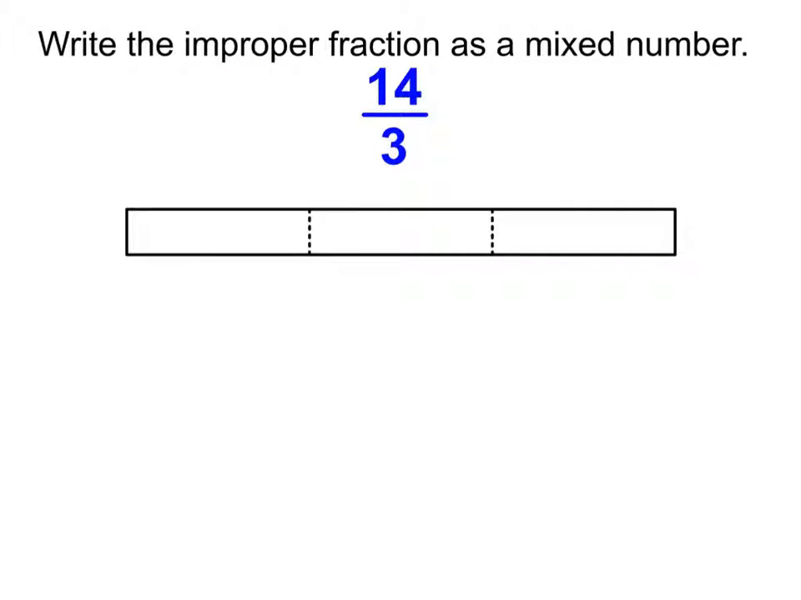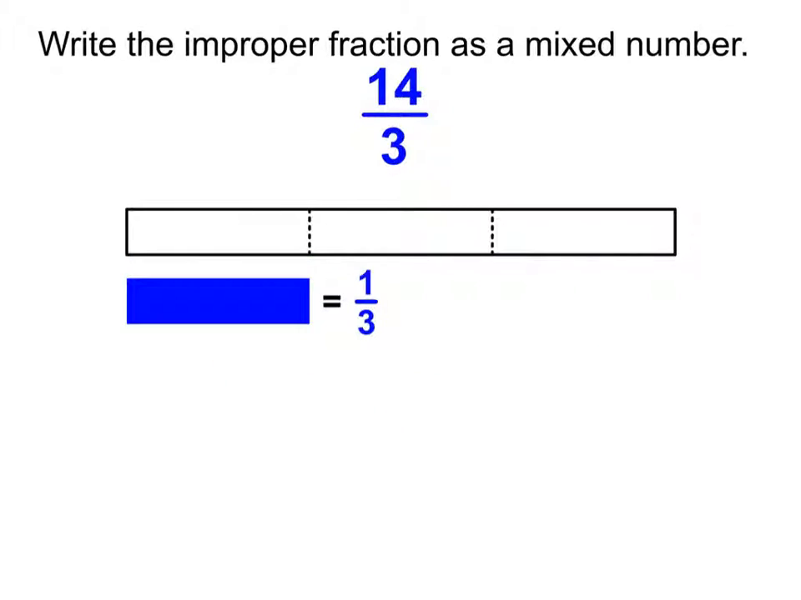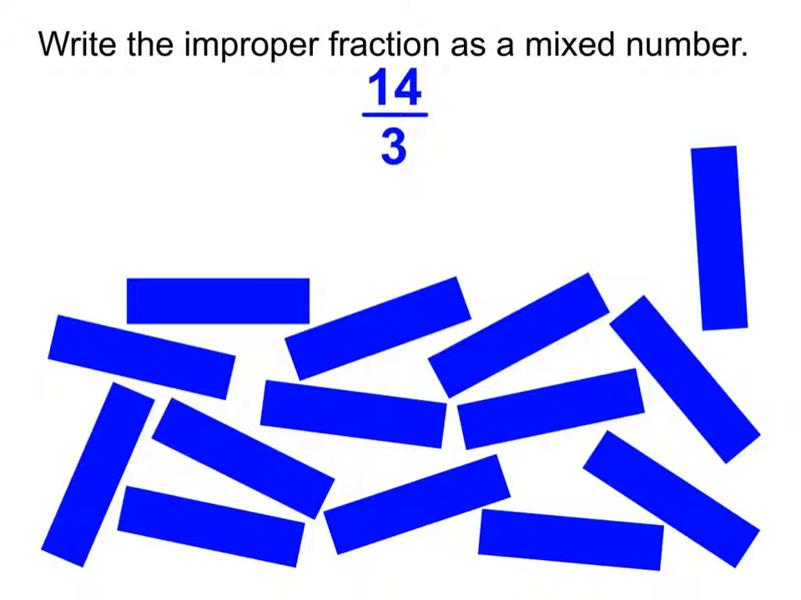So this is what a single whole, so like this is one whole here, cut up into thirds represents. Each one of these parts of it is a third. So if I know that, then each of these little bars that I just drew here is going to represent 1/3. If I then take 14 of those and put them into a pile, this is the fraction I'm dealing with, where each one of those pieces, remember, is 1/3.